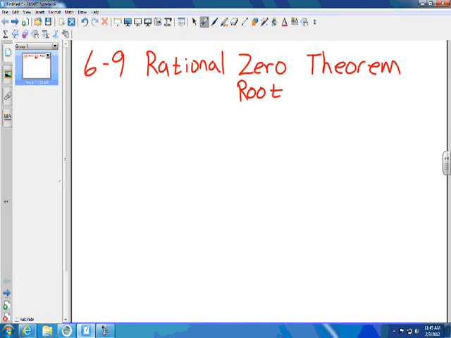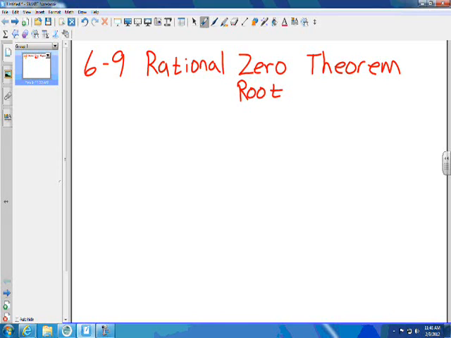Rational zero theorem, also known as the rational root theorem. Either way, again, zeros and roots mean the same thing. The rational root theorem will help you find all of the places where any polynomial crosses the x-axis. So that's what this whole chapter has been leading up to: this rational zero theorem, which uses synthetic division. That's why we have done that all along in this chapter.